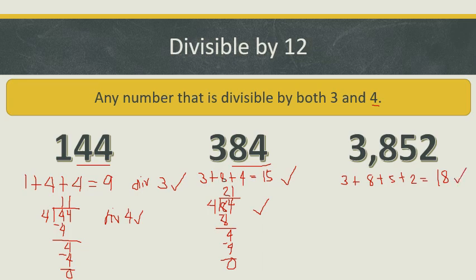Ngayon, pag divisible sa 4, kunin natin yung last 2 digits. So 52, then i-divide natin siya sa 4. So 5 divided by 4 is 1. 1 times 4 is 4. 5 minus 4 is 1. Bring down 2. So 12 divided by 4 is 3. 3 times 4 is 12. And 12 minus 12 is 0. So siya po ay walang remainder. So siya ay divisible sa 4. So since divisible siya sa parehong 3 and 4, siya po ay divisible sa 12.